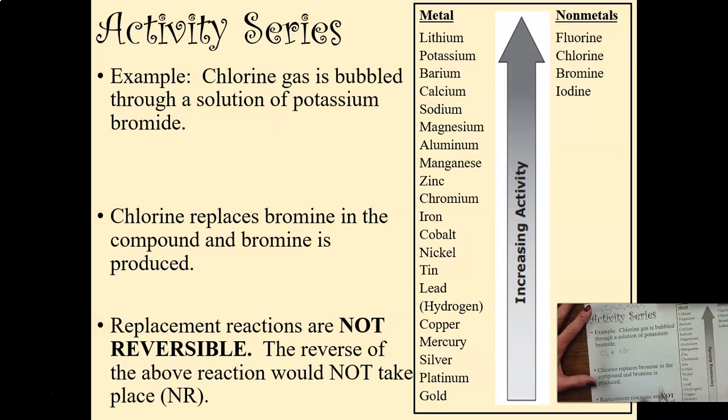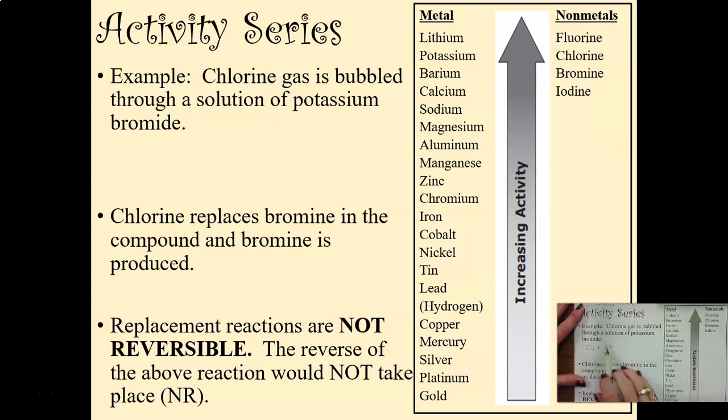Okay, so chlorine is going to try to replace either potassium or bromine in this reaction. Which one do you think it'll replace? Chlorine is going to try to replace bromine because chlorine is a gas, so it's only going to try to replace another gas or nonmetal.